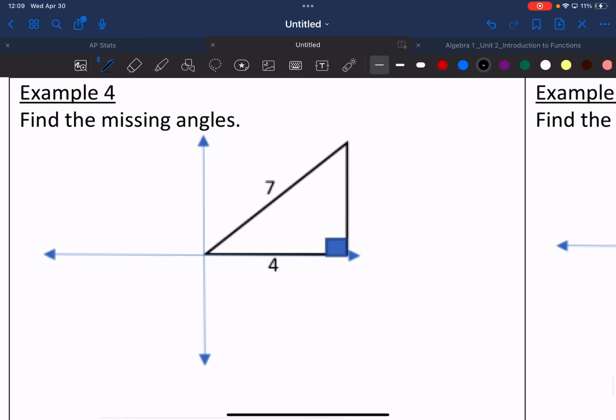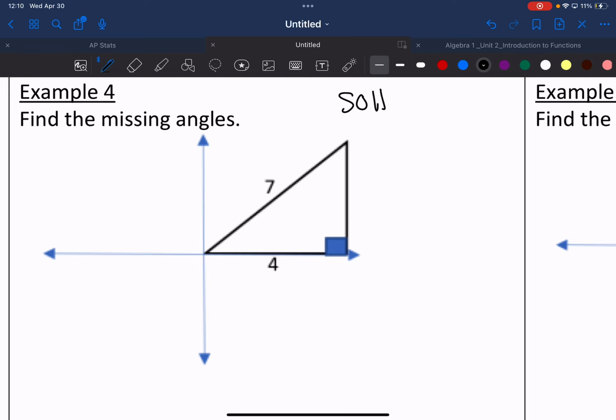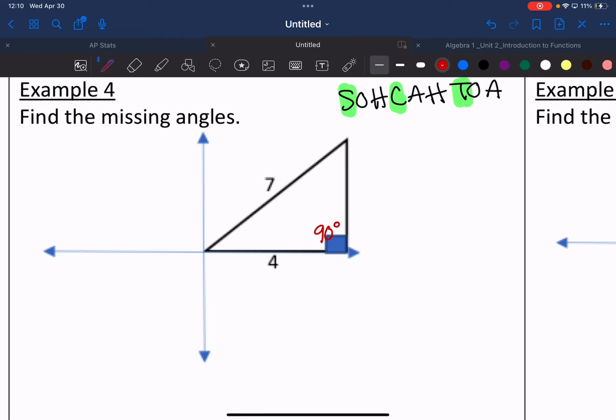So looking at example 4, I'm going to write the SOHCAHTOA again at the top. Remember, that is sine, cosine, and tangent. And then here, I'm going to go ahead and label everything that is missing. So I know that this angle right here at the little square is a right angle, so it's 90 degrees. But I don't know the other two angles, so I'm just going to label them angle A and angle B. Make sure they're capital letters because capital letters are depicting angles.